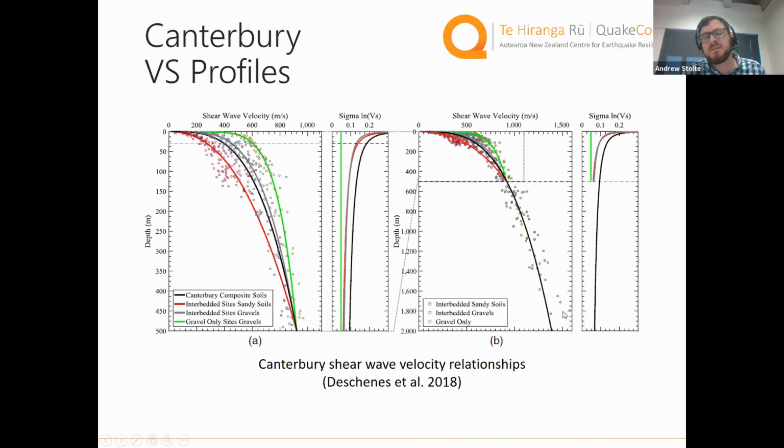What does this do for us? Well, this lets us have an estimate of shear wave velocity or soil stiffness across the Canterbury Plains. So if we don't have any site-specific data, we could look at this data to give us an idea of what the soil shaking may be like.